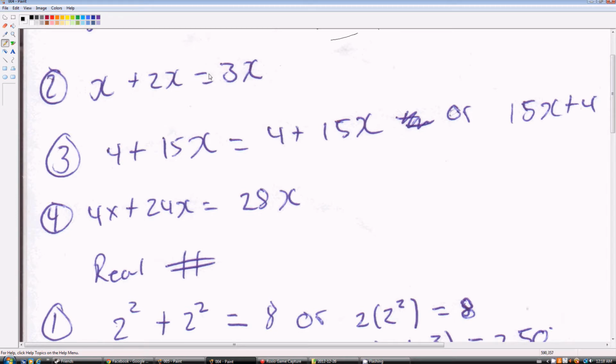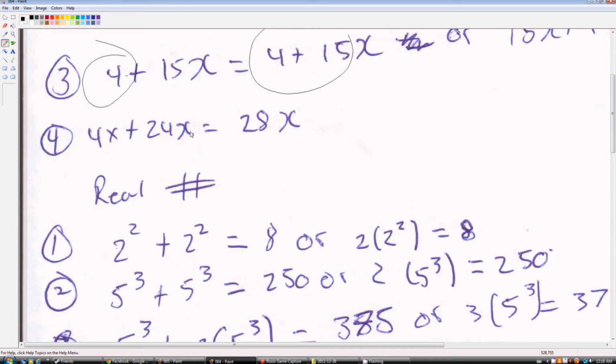x plus 2x is going to equal 3x. If you don't believe me, try it out. But here, we cannot combine these because this does not have an x in front of it. Therefore, you can write it simplified as 4x plus 15x, or 15x plus 4. And that's as far as you can go with it.